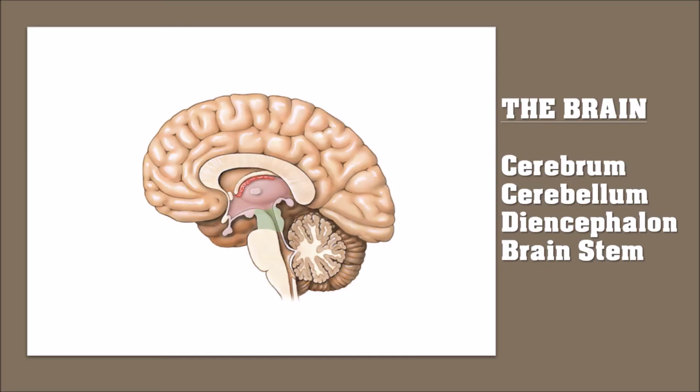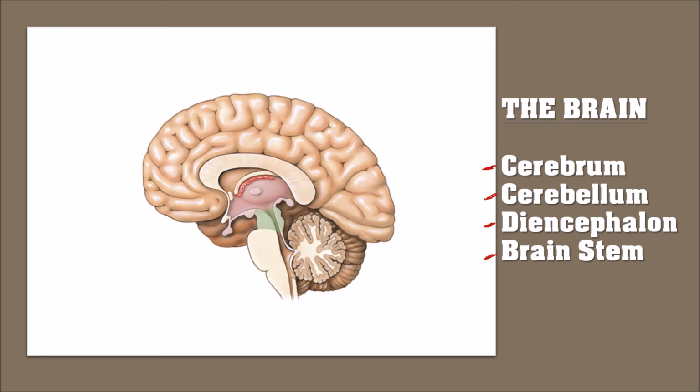So there's four main parts to the brain that you're going to need to know. If you separate the brain into four different parts, then it's going to make it a lot easier to break it down and identify the structures within each part. So first you have the cerebrum, and then you have the cerebellum, the diencephalon, and the brainstem.